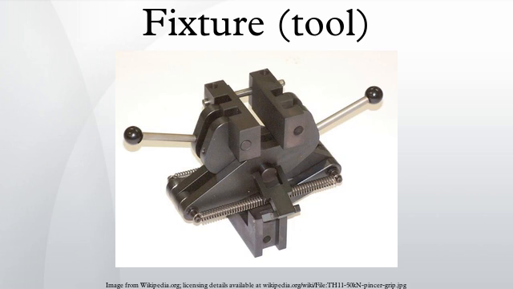production run. A fixture differs from a jig in that when a fixture is used, the tool must move relative to the workpiece. A jig moves the piece while the tool remains stationary.